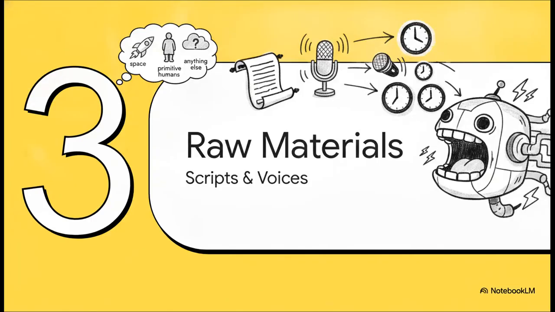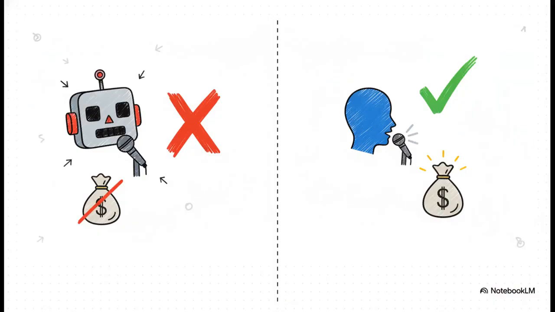Section 3, scripts, voices, and timestamps. Okay, before our automation engine can really roar to life, we have to feed it some raw materials, namely the script and the voiceover. But listen, here is a crucial warning. The old way of doing things was to just use an AI voice generator like 11 Labs. However, doing that right now carries a massive demonetization risk because YouTube is really cracking down on fully AI-voiced channels.